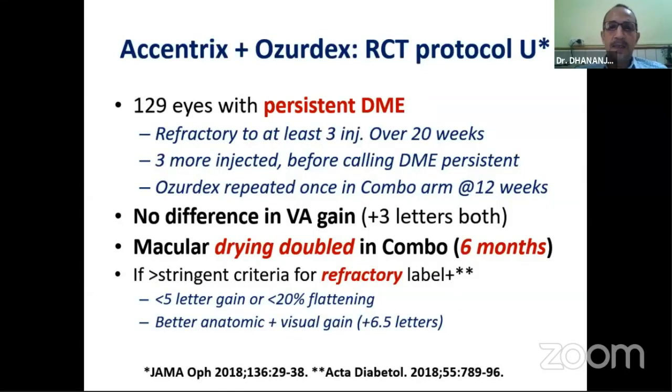Now, what about Excentrix and Ozurdex, the Protocol U, which is the only RCT available now? So they had about 130 eyes with persistent DME. It was refractory to at least 6 injections, 3 given initially and 3 more before calling it persistent. And then one arm on Ozurdex and one on combination. There was no difference in visual gain again, but the macular drying doubled in combination at 6 months. And if we apply more stringent criteria for the refractory level, then there were better visual gains as well.